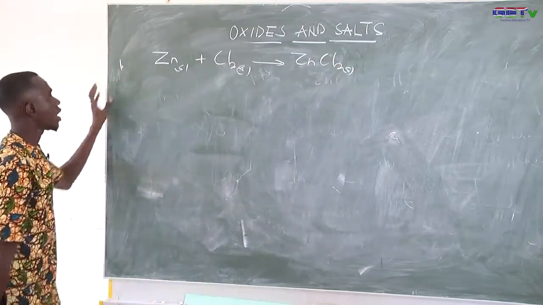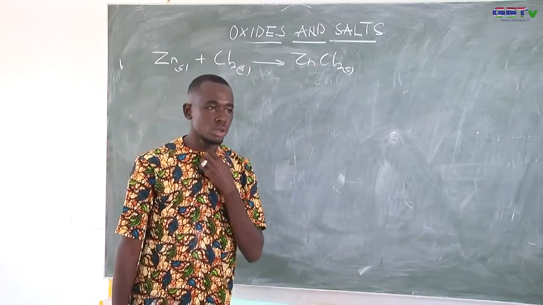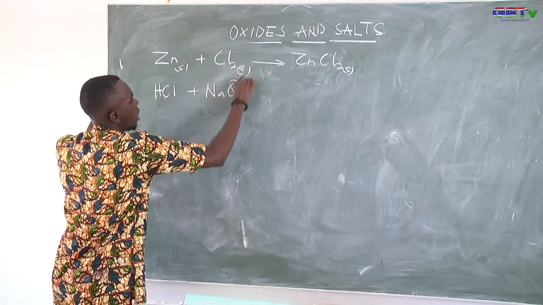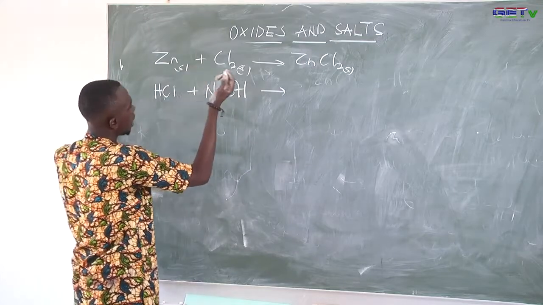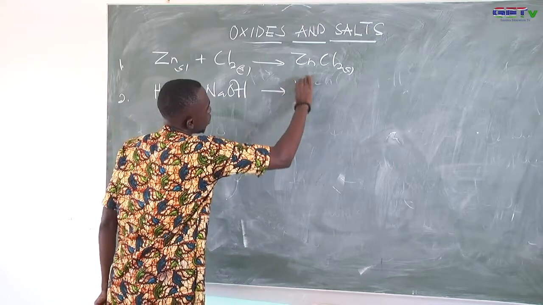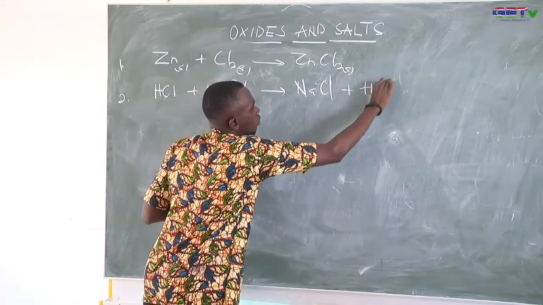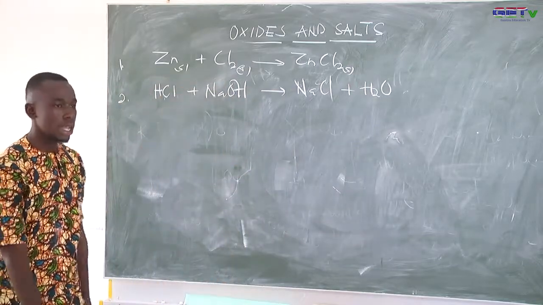Now again, another method which can be used to prepare salts is called neutralization. And we know that this type is very, very common. That is, we use an acid and also a base. So when you react an acid and base, we said salt and water is formed. The salt formed here is going to be NaCl and also water molecules. So this is called neutralization reaction.